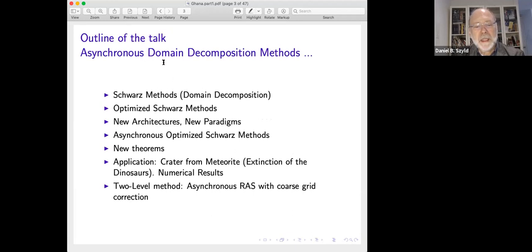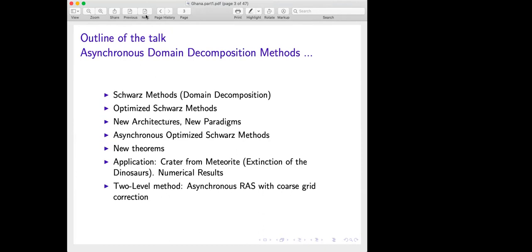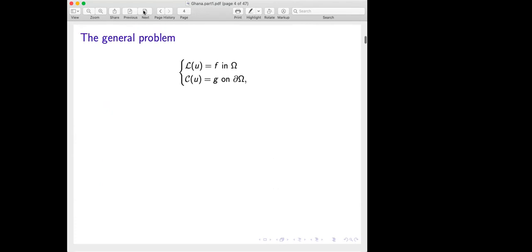So I will start by decoding every one of these things. What is domain decomposition? What are optimized Schwarz methods? I'll talk about optimized and talk about asynchronous methods. I'll talk about an application. I'm not sure we have time for two letters, but if we do, we can do that.